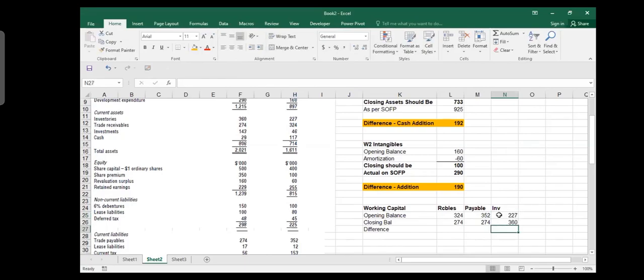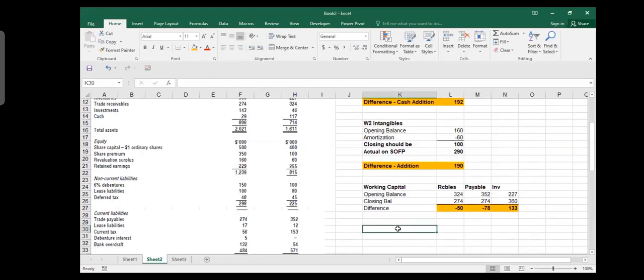227 and 360. I'll just take the difference of these two and keep it here. We are going to use it when we structure our financial statement, so we will be needing this number also. Then you need to make one more adjustment, for the equity statement.